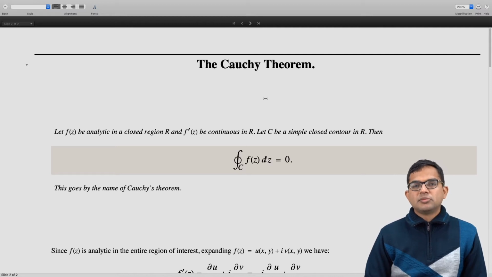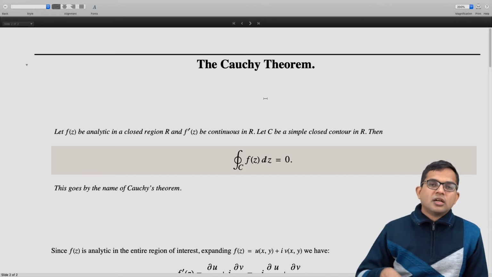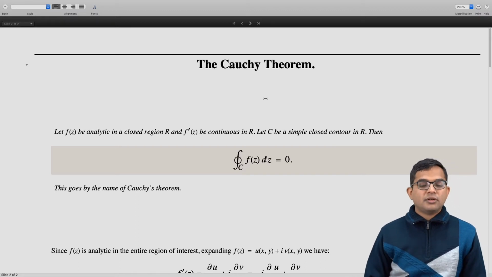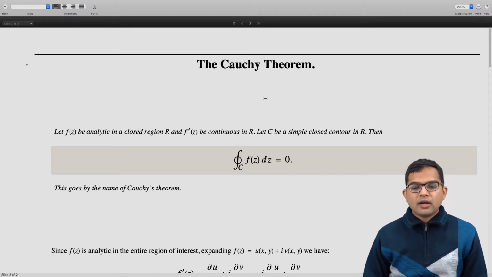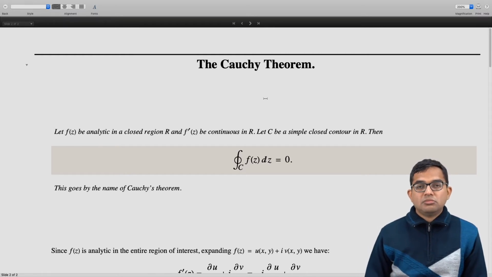So what is meant by a simple closed contour? It's a contour which does not cross itself, and there is nothing very complicated about it. It's just as simple as it gets. It's a contour which comes back to its own starting point without crossing at any point. And this entire C must lie within your domain, the closed region R.